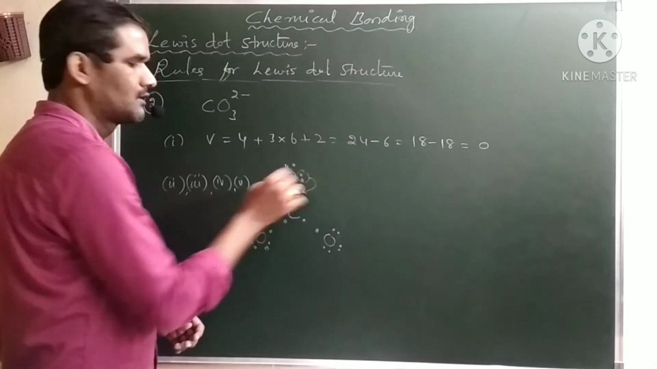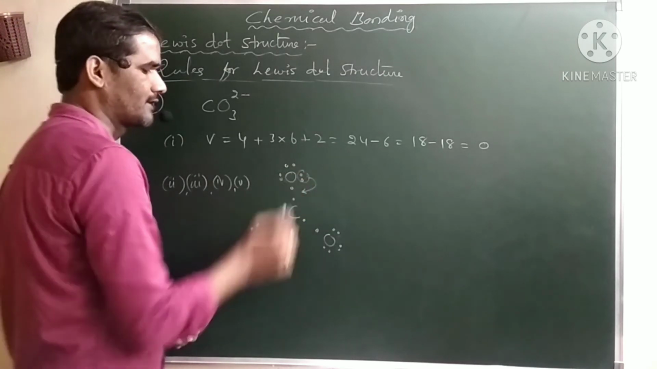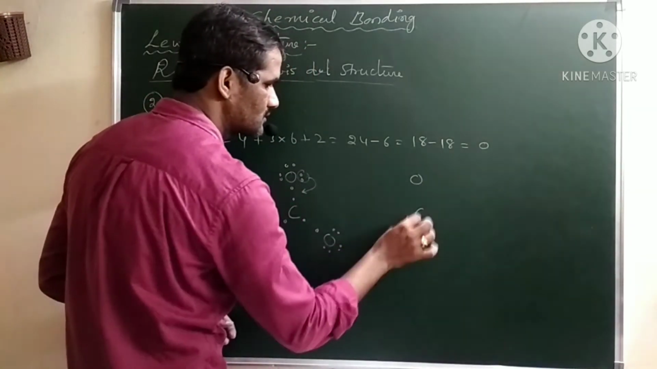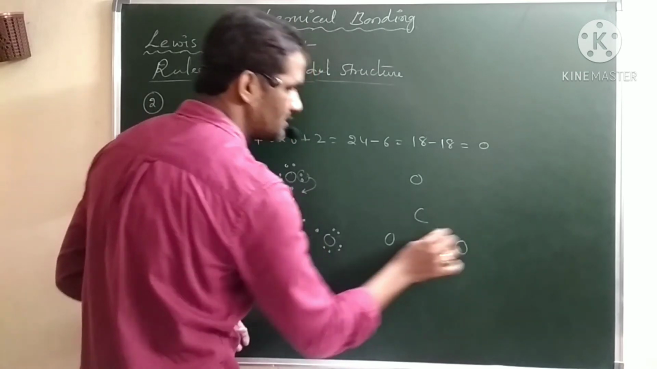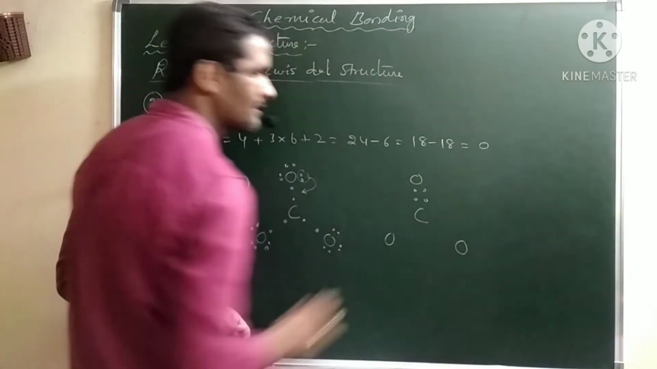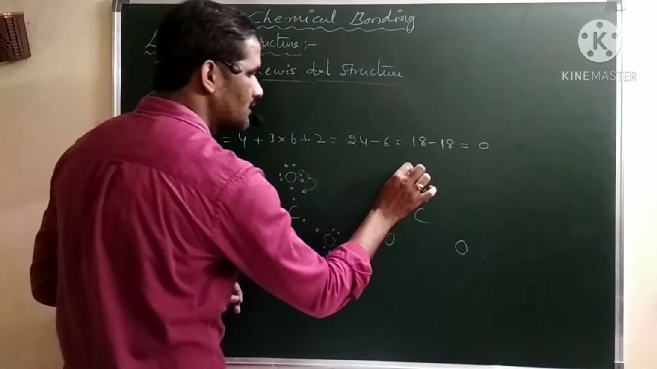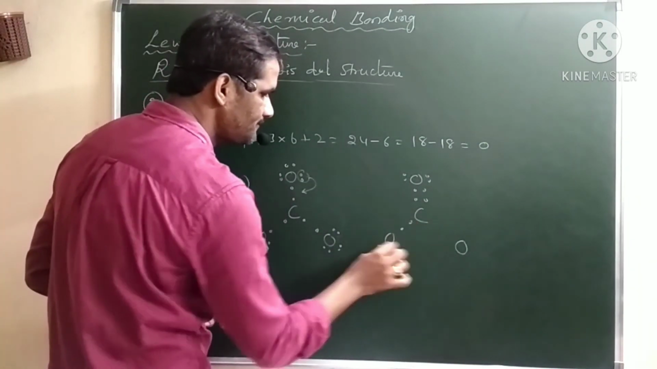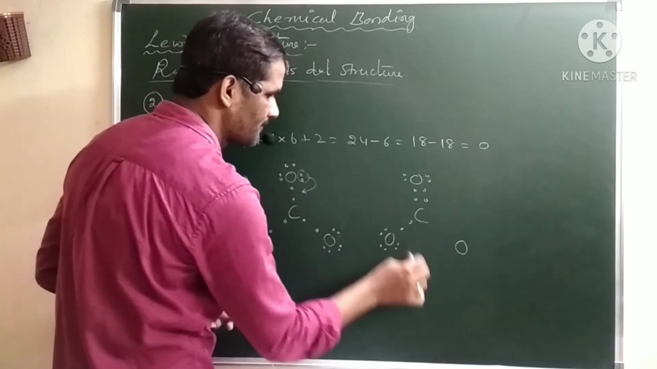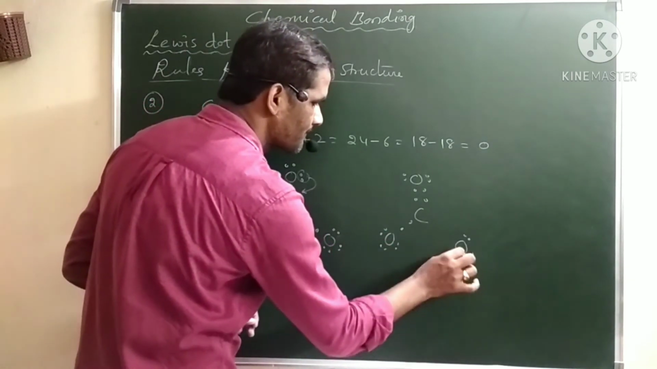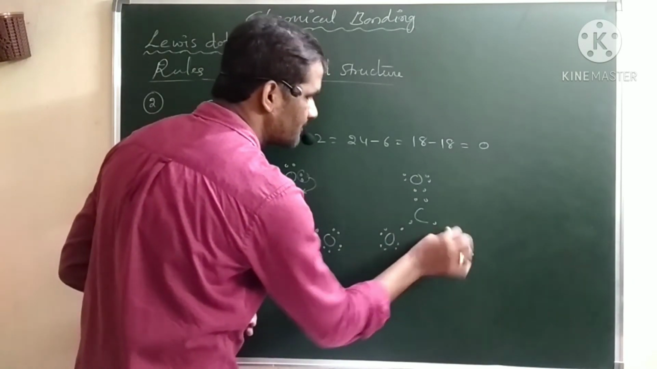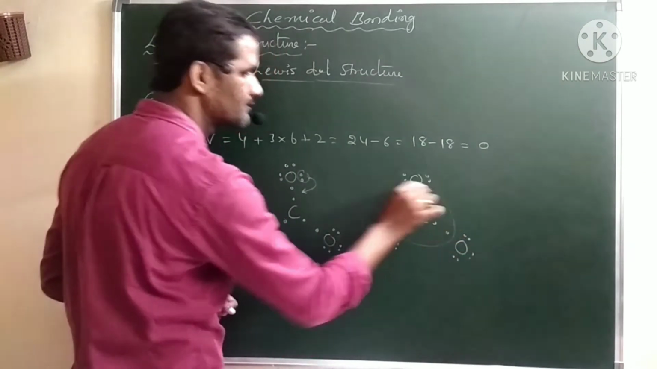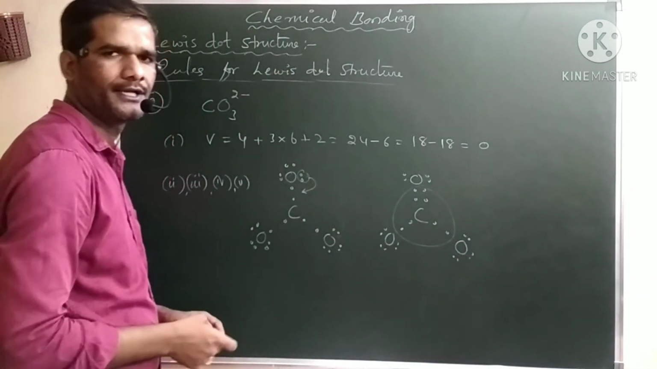So if I move these 2 electrons to here, what will we get? I am moving these 2 electrons. Now oxygen, oxygen, oxygen. You can observe this kind of situation, and the remaining electrons stay as they are. And here, now see, the carbon has here 4, here 2, here 2. Now it is again satisfied with the octet.